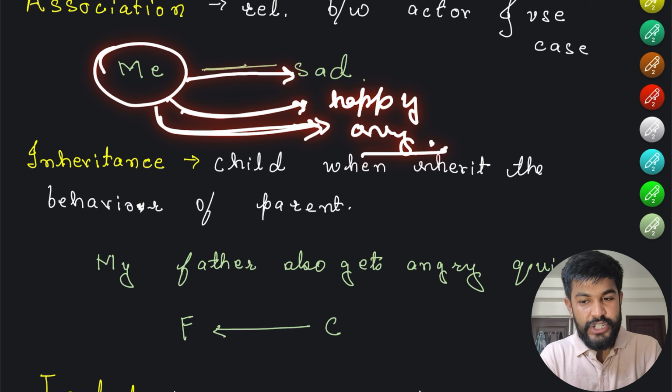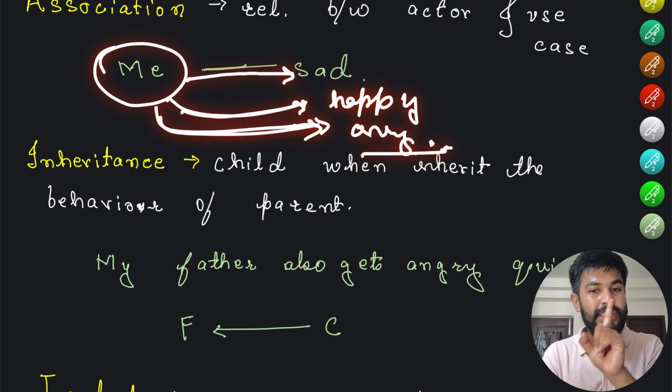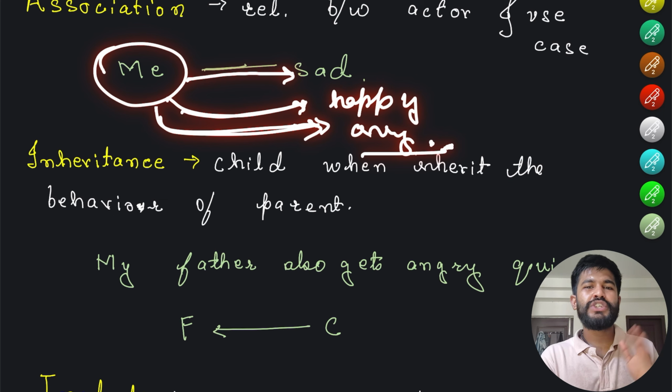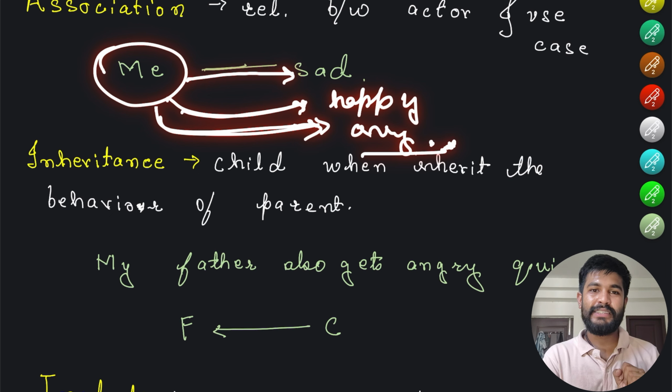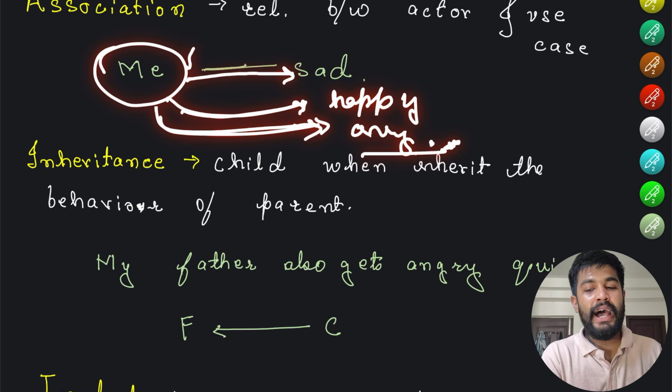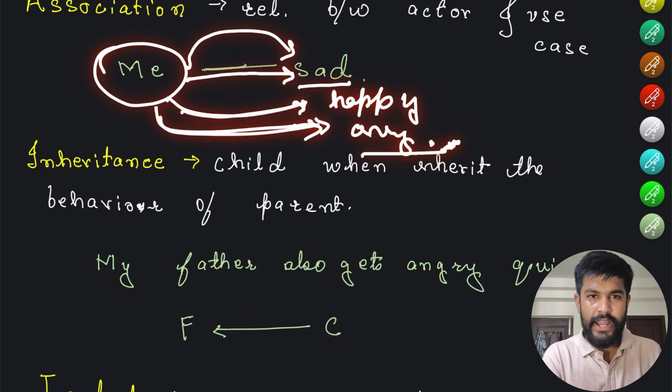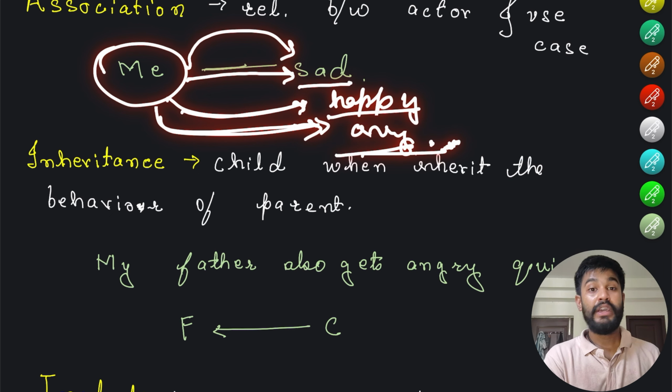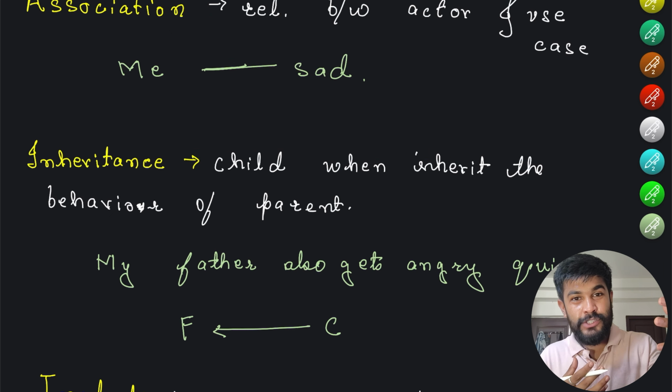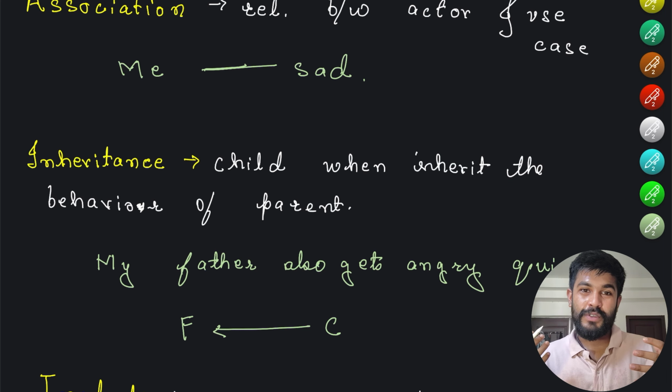So, the relationship between the actor and the use case is known as association. Any kind of relationship, deep or casual, anything. Fair enough. Now one thing to understand here is that I can be associated with one emotion, I can be associated with multiple emotions, and many people can be associated with one emotion also.